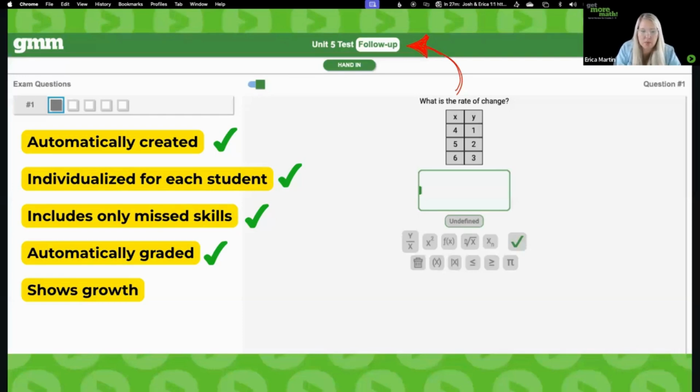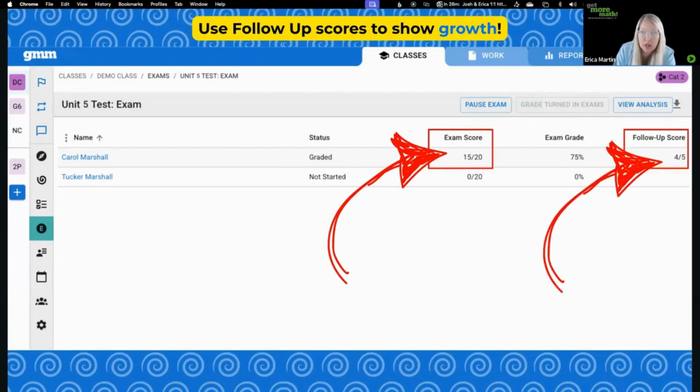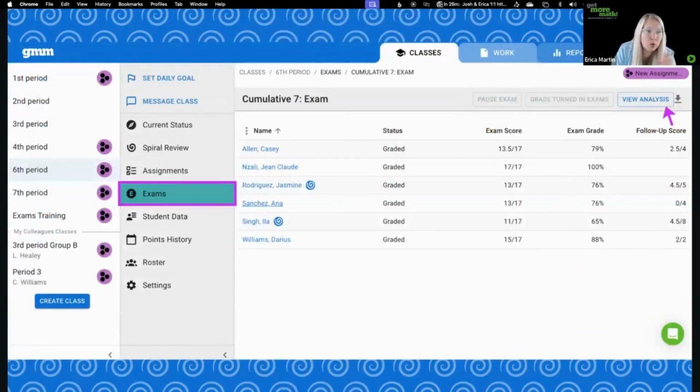Instead of just getting that grade, putting it in a grade book, returning it to your kids, my kids used to stick it in a folder and stick the folder in the bin and move on we went. With Get More Math, this becomes part of the learning process. So I would be able to pull up my roster and look at any given exam and see what was the original exam score, what was the follow-up score. And in that case, I would be thrilled because that showed me that Carol took that opportunity to make progress and show growth.